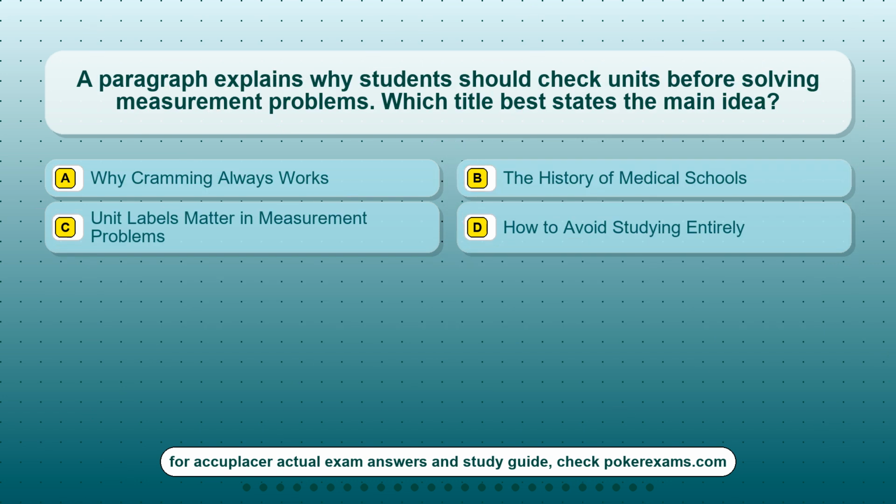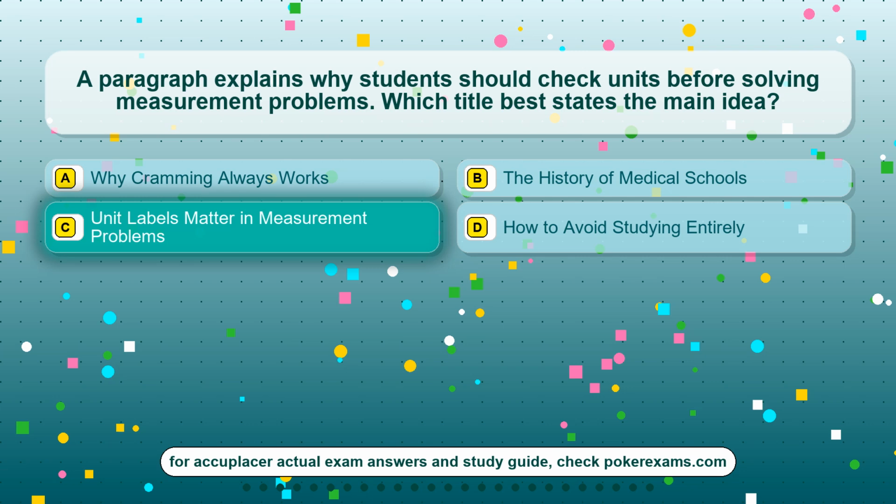Question 6. A paragraph explains why students should check units before solving measurement problems. Which title best states the main idea? Option A, Why Cramming Always Works. Option B, The History of Medical Schools. Option C, Unit Labels Matter in Measurement Problems. Option D, How to Avoid Studying Entirely.